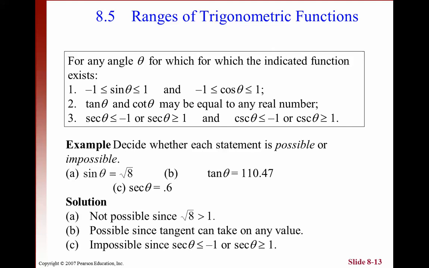Did you guess right? Well, this square root of 8 is greater than 1, so that's not going to work. Sine has to be between 1 and -1. Tangent, yeah, that one does work. Even though it's a big number, we don't normally see that, but it could be what the tangent of the angle equals. And secant looks like a perfectly good number, except that secant can't be in that range from -1 to +1. It has to be -1 or less, or 1 or more. So it's not going to work.